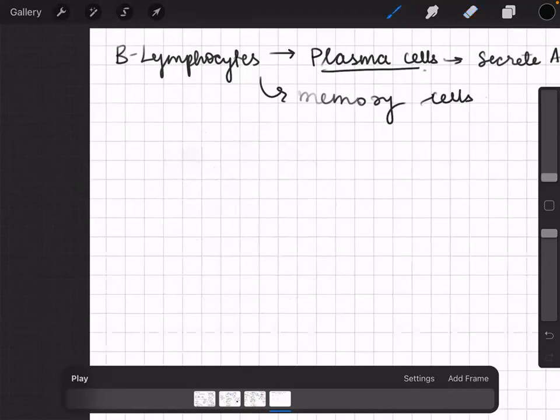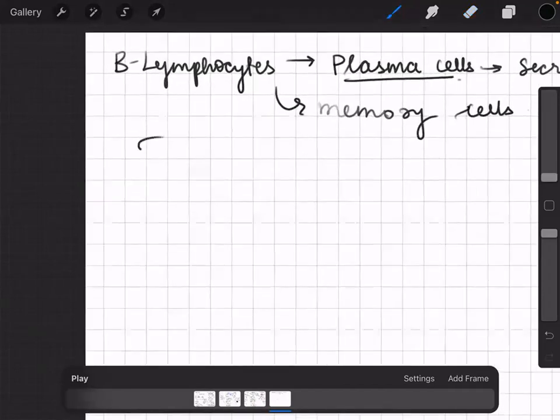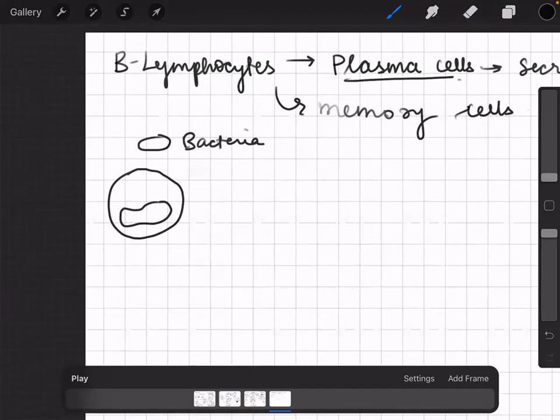Okay, so let's see. I have this particular bacteria here with me. This bacteria was just dancing around doing its normal shenanigans in your body, and all of a sudden you have this antigen presenting cell that comes into the picture. What is this antigen presenting cell? Nothing but your B cell. So I'm just going to write over here, antigen presenting cell.